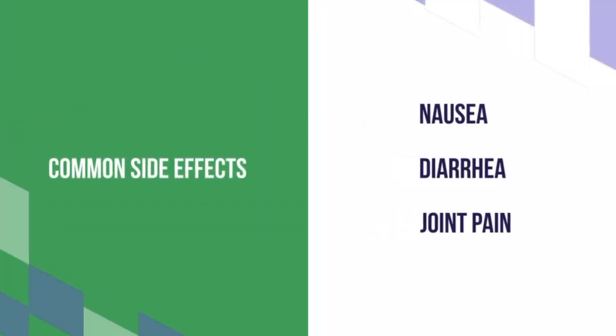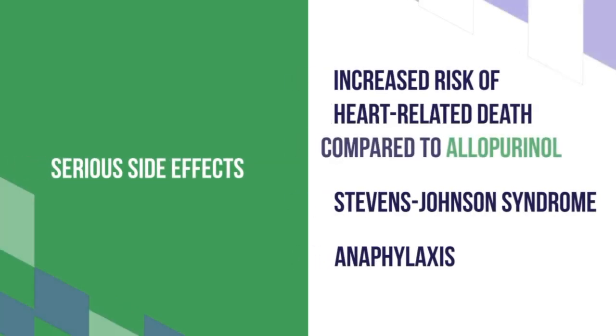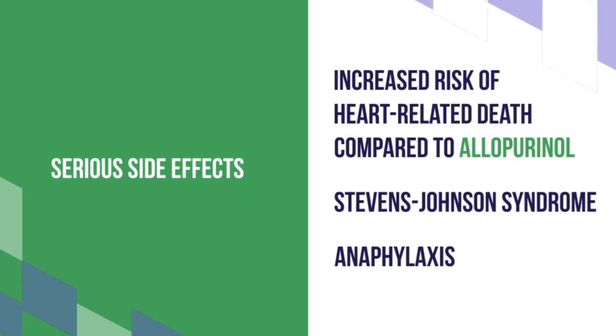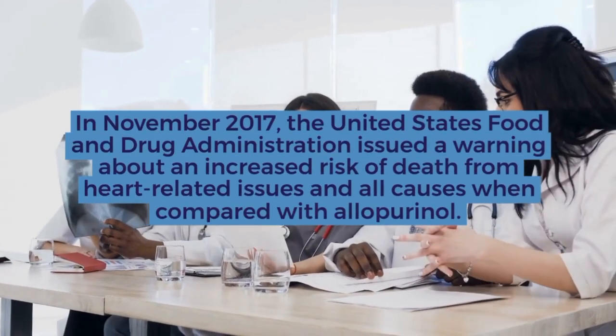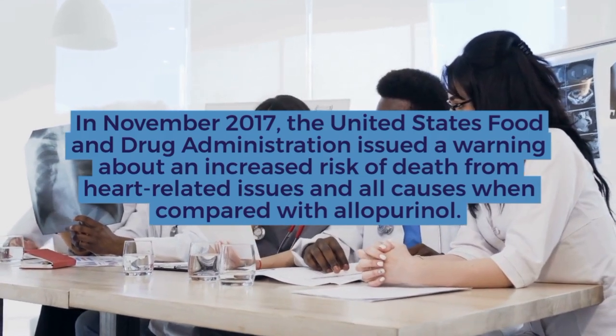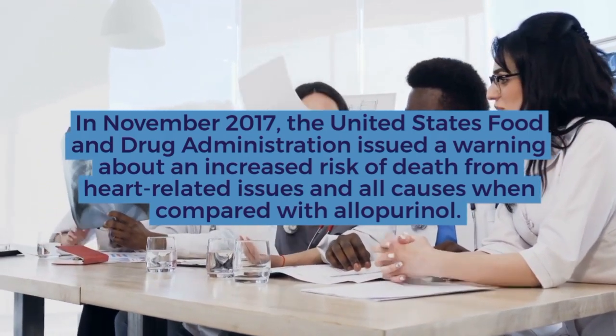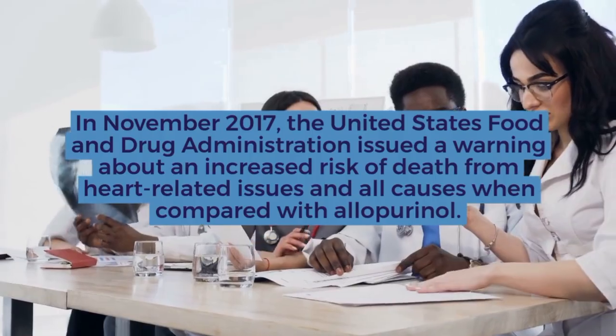Side effects. Common side effects: nausea, diarrhea, joint pain, rash, headache, increased liver enzyme levels. Serious side effects: increased risk of heart-related death compared to allopurinol, Stevens-Johnson syndrome, anaphylaxis, heart attacks, strokes, or inadequate blood supply to the heart, from studies conducted on over 6,000 patients with cardiovascular histories. In November 2017, the United States Food and Drug Administration issued a warning about an increased risk of death from heart-related issues and all causes when compared with allopurinol.